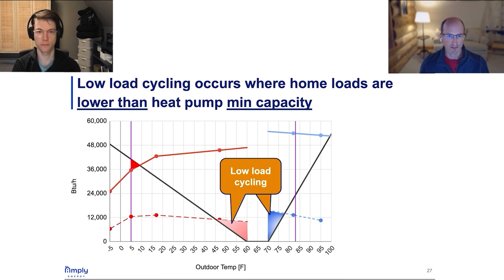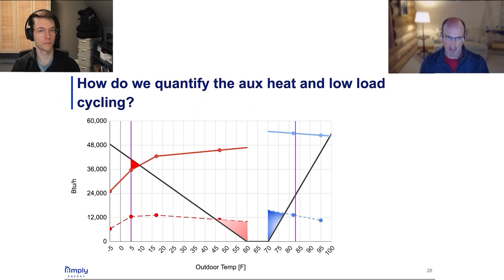The unit is satisfying the thermostat and it's shutting off because the loads in the home are so low. And this leads to all kinds of bad stuff. And so we now have this graph where we've got these different colored triangles that give us a visual sense of how much auxiliary heat or low load cycling is happening: the bigger the filled-in triangle, the more. And that's useful for a quick visual.